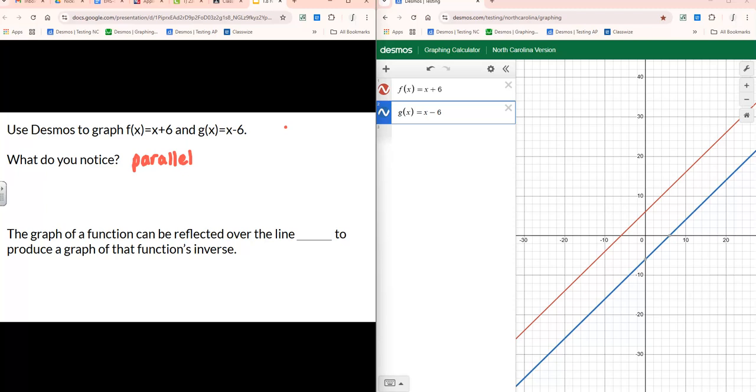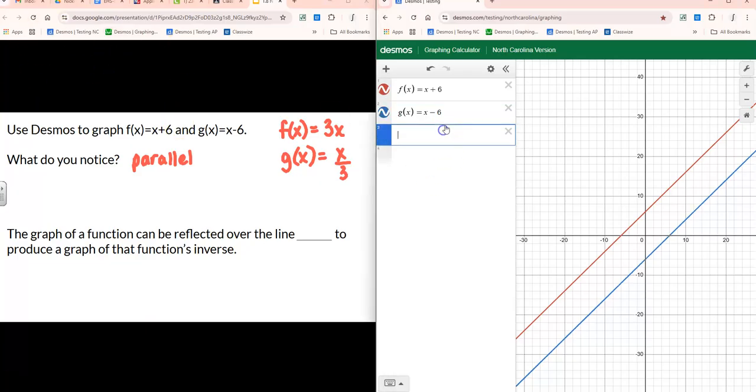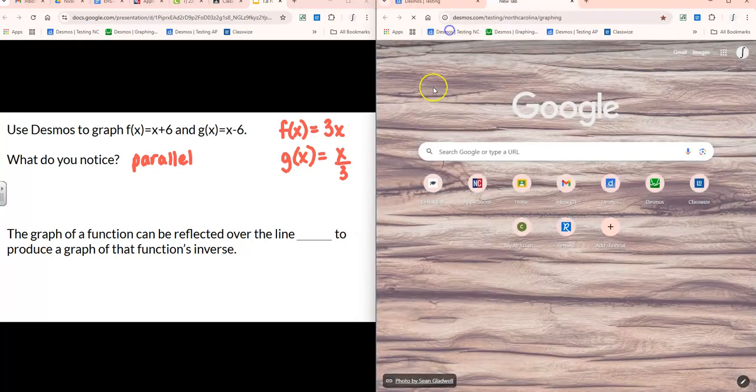Let me add this to notes, that'll be better. Let's graph f of x equals 3 times x. What would the inverse of that be? Not negative 3. Divided by 3, so x divided by 3. Those would be inverses: multiplying by 3 and dividing by 3. You can leave these two up if you want, or I'm going to do another Desmos tab actually.